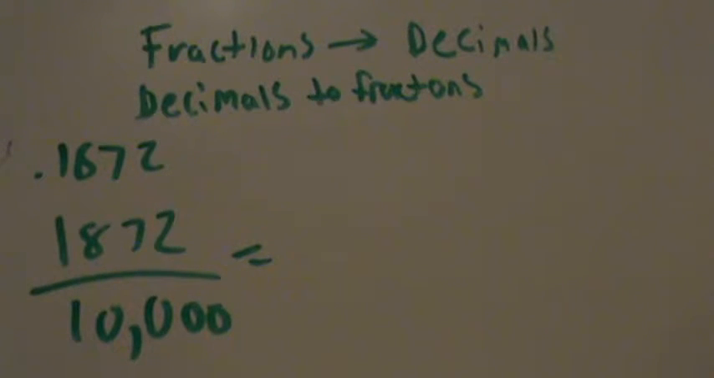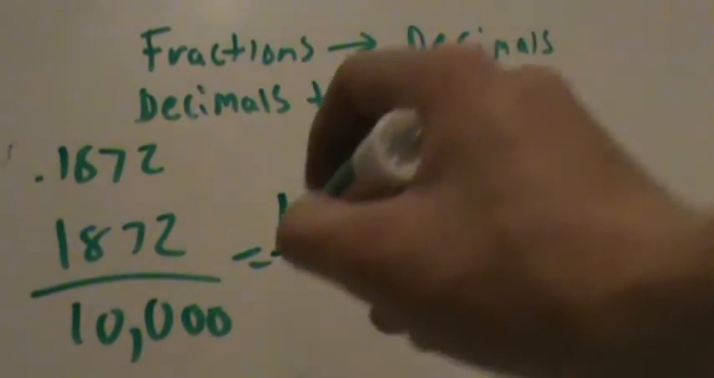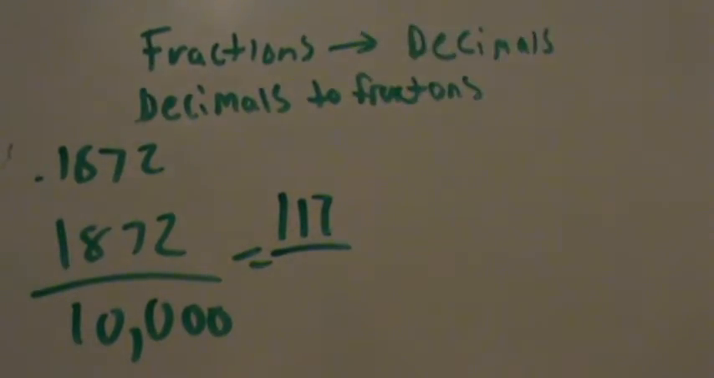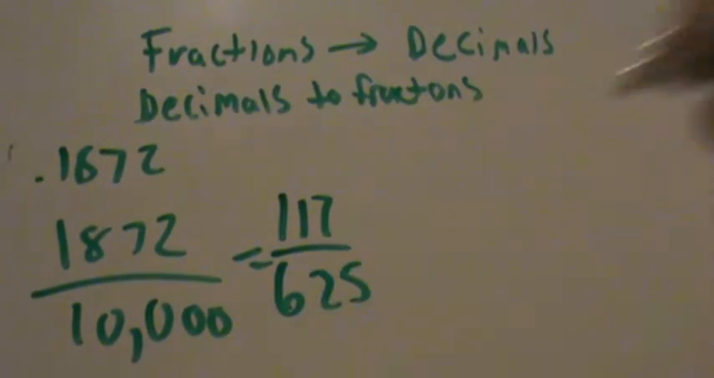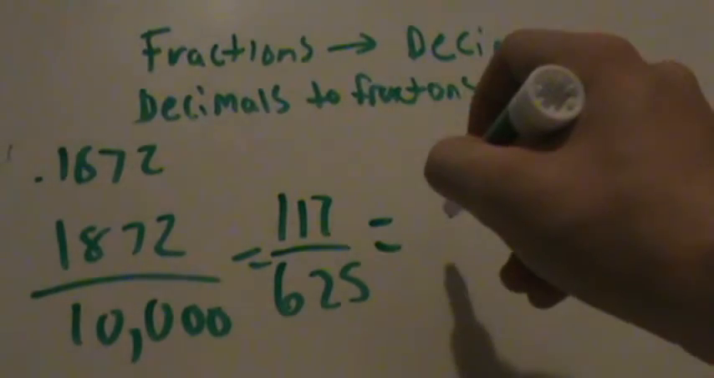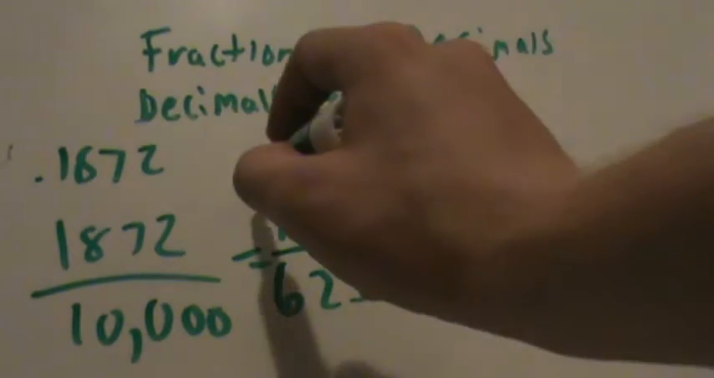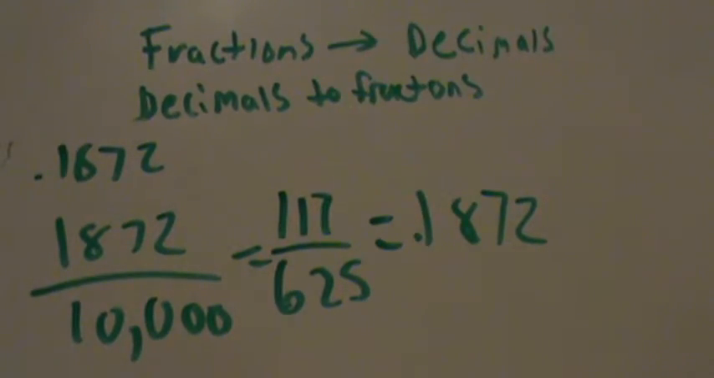So basically, 1872 divided by 16 gives us 117. And then 10,000 divided by 16 is 625. You could do two ways of checking this. If you have a calculator, you could just punch it in, and you could figure out this is equivalent to 0.1872, like we wanted it to. So we know that this fraction is correct.